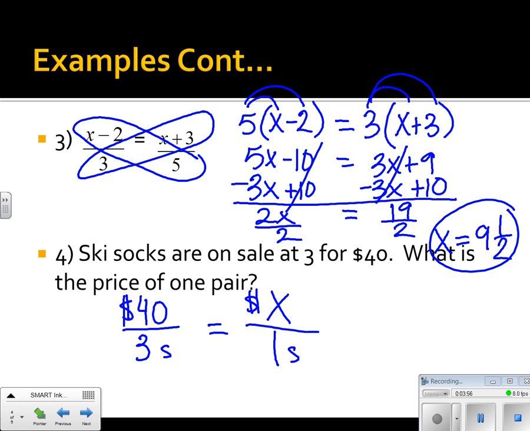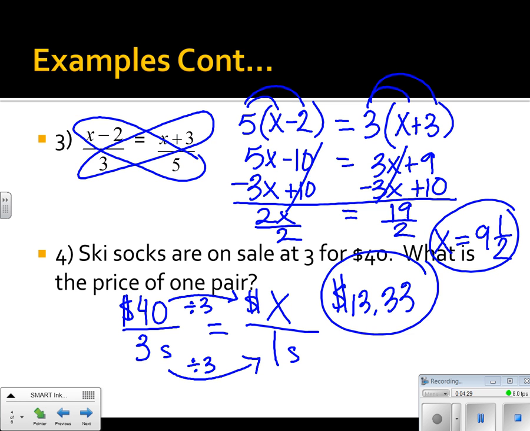Well, in this proportion, I see the relationship from here, from the left to the right, going from 3 socks to 1 sock. And when we look for relationships in proportions, you're either multiplying or dividing if you don't use cross products. And so here I just see, well, if I'm taking 3, I divide it by 3 to get 1. Well, whatever I do to the bottom, I would do to the top. So I'm going to take the $40 and I'm dividing it by 3. So if I do $40 and divide by 3, it ends up being $13.33 per sock.